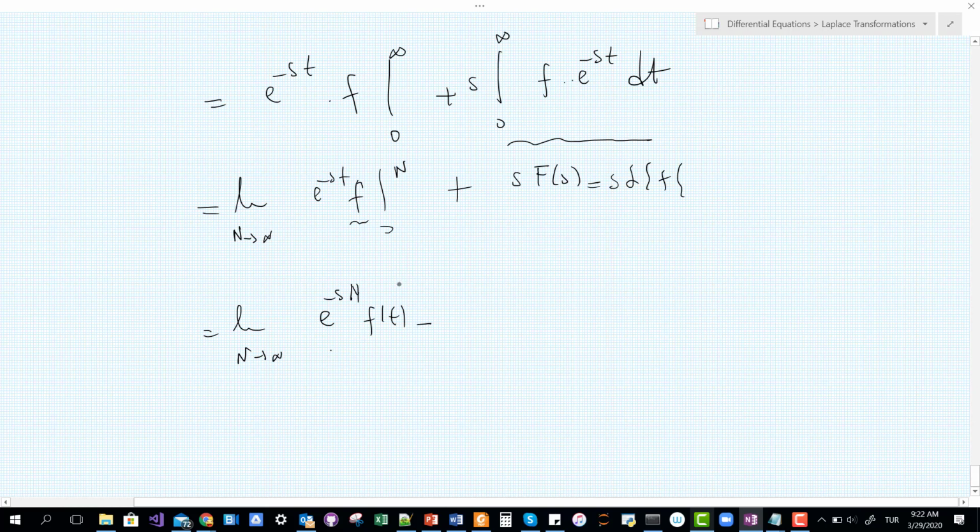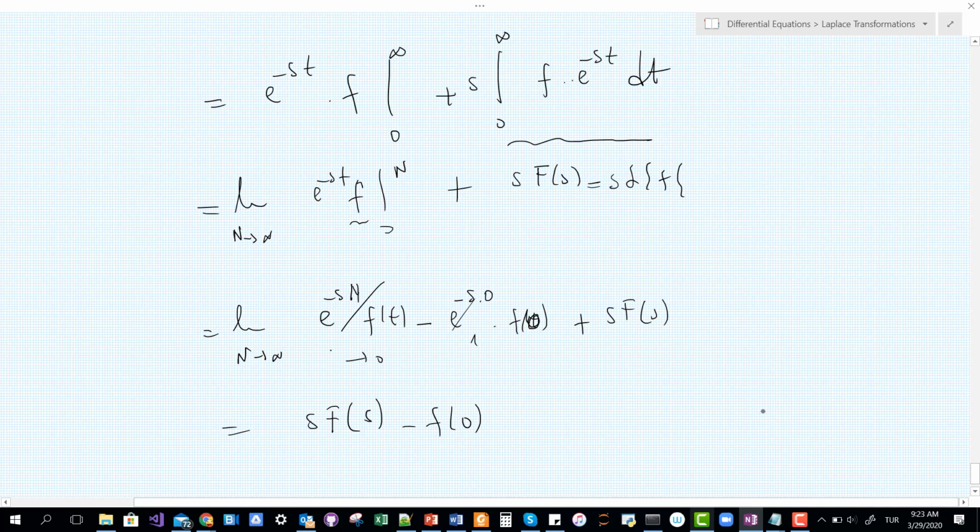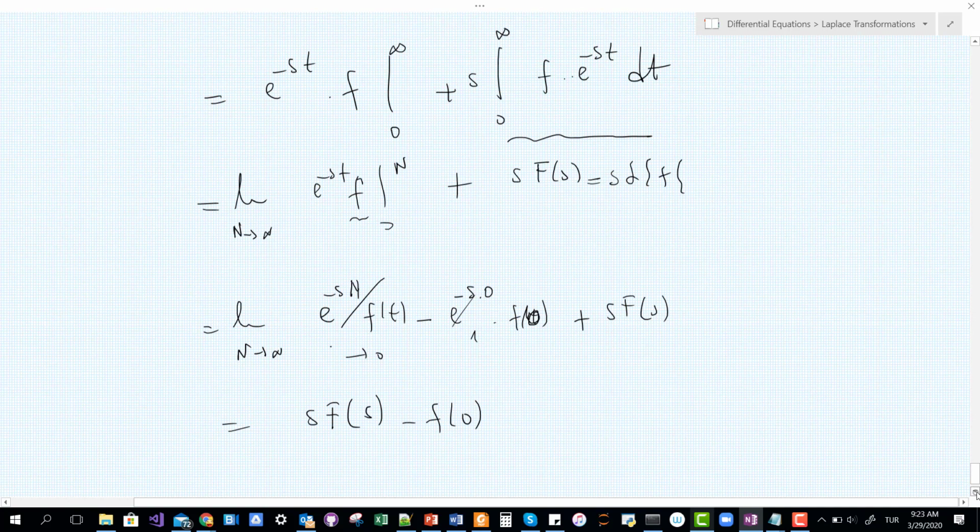Minus e to the negative s times 0 times f of t, plus s F of s. And then I know this part will go to 0, and this part is going to be 1. Look at what I have here. So this is f of 0, by the way. I have this result, s times F of s minus f of 0. I'm done with the Laplace of f prime, guys, now.